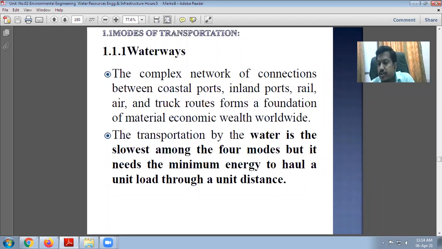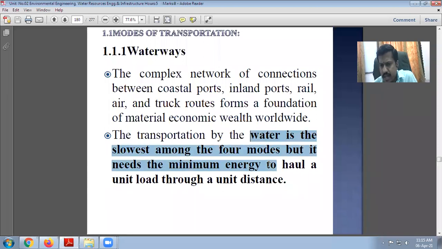So transportation by water is the slowest among the four modes, but it needs the minimum energy to haul a unit load through a unit distance. Now this is very important. See, dear students, this is a very simple part to understand the different modes of transportation, so I will not go more in depth regarding these different modes.